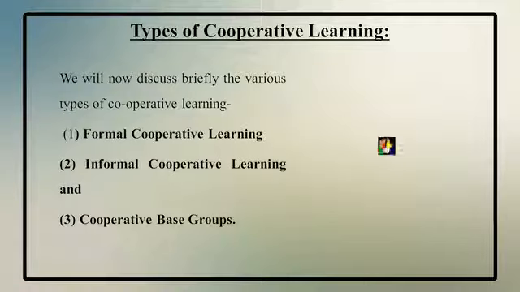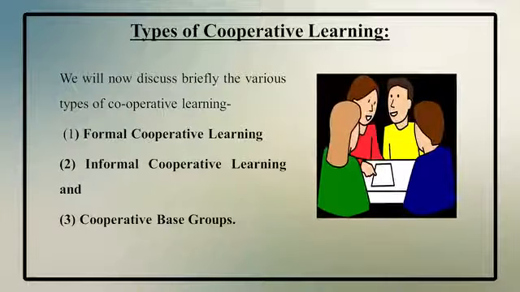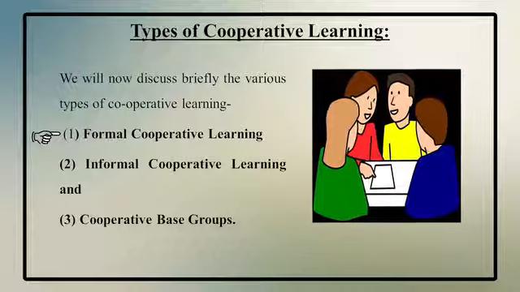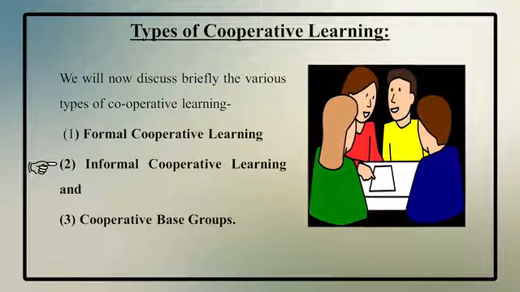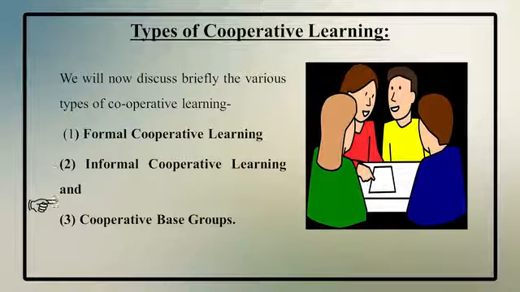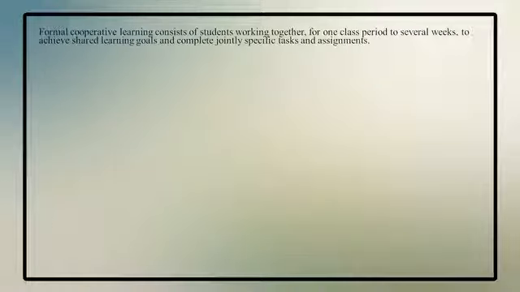Now we will discuss briefly the various types of cooperative learning, which are basically 3 in number. First is formal cooperative learning, then informal cooperative learning, and cooperative base groups. Now, formal cooperative learning consists of students working together for one class period to several weeks to achieve shared learning goals and complete jointly specific tasks and assignments.